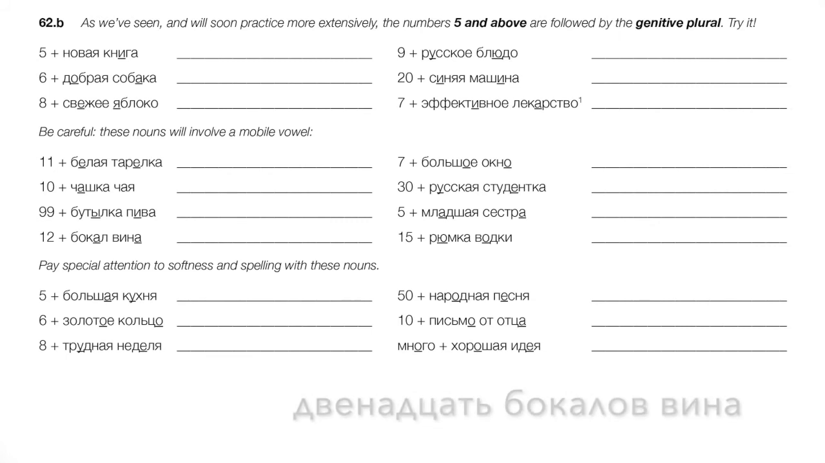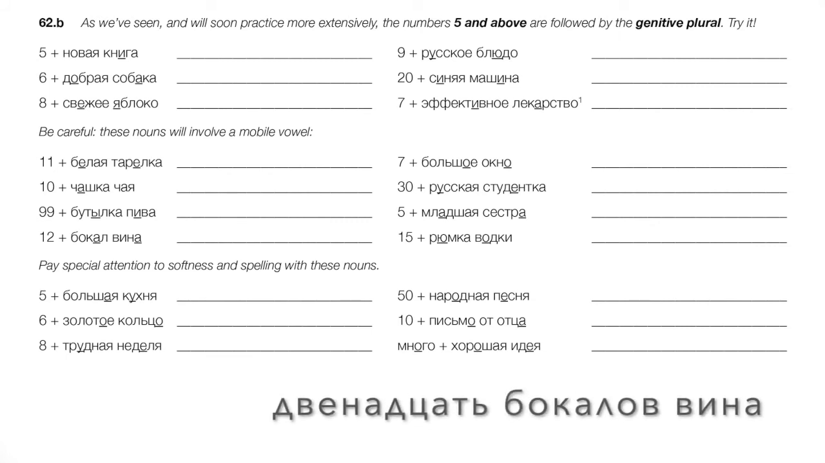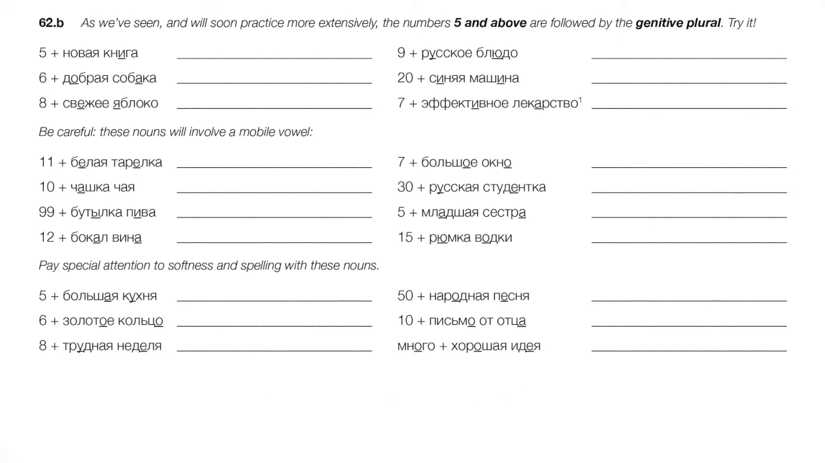12 бокалов вина. Okay, that's a little bit out of place there because it doesn't have a mobile vowel. It's not feminine, so a little goof on my part. But hey, it's still genitive plural. Бокалов, it's just a masculine noun.